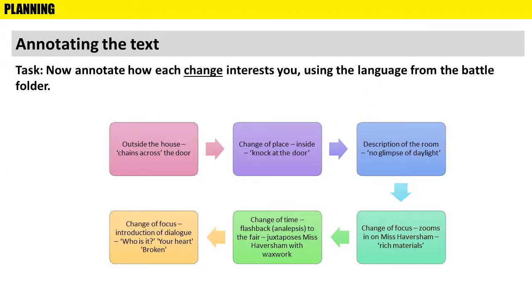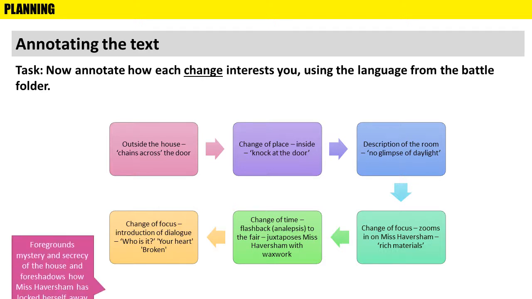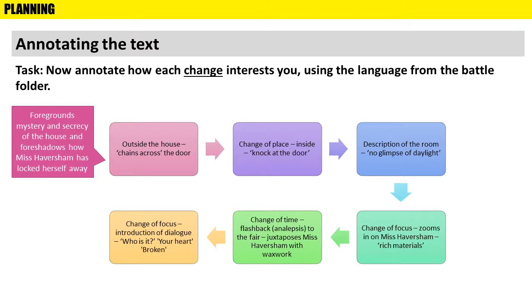So let's have a look at some of the things that we might have said. Again, different ideas are fine, as long as you are thinking about how each change of focus contributes to the reader's interest. How does it add to us wanting to continue reading? How does it link to parts earlier and later in the extract? For example, the opening outside the house with a change across the door foregrounds the mystery and secrecy of the house and foreshadows how Miss Havisham has locked herself away.